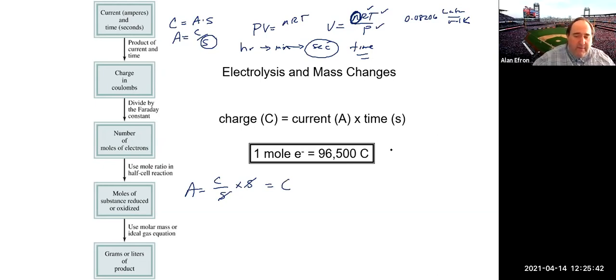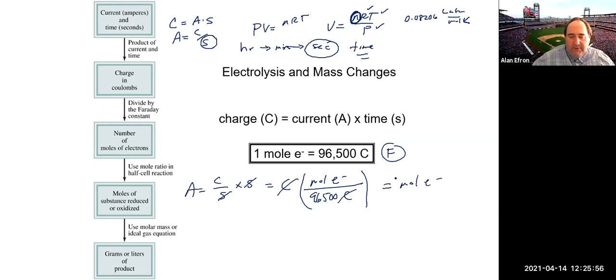You then use Faraday's constant here as a conversion factor to go from coulombs to moles of electrons. And where do you find your moles of electrons? Well, you find your moles of electrons from the half reaction. So you should have a half reaction that's your oxidation half reaction. You should have a half reaction that's your reduction half reaction in this electrolysis cell.